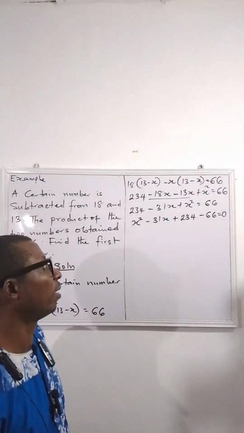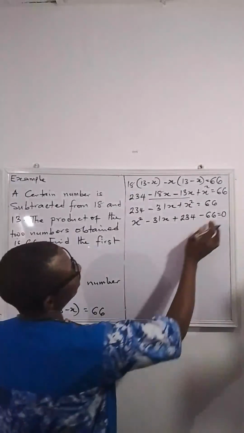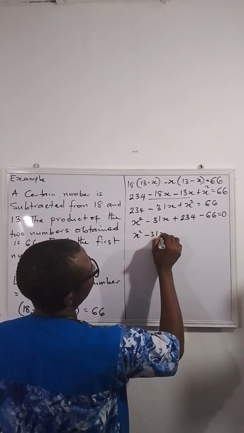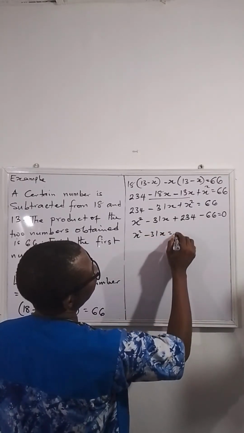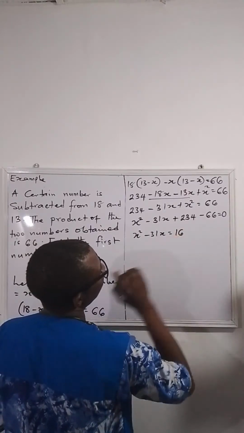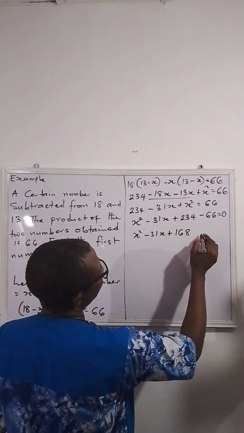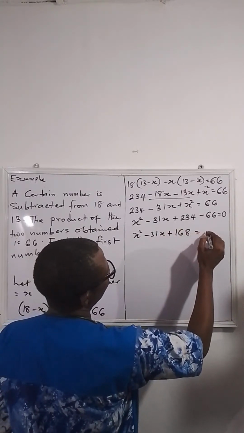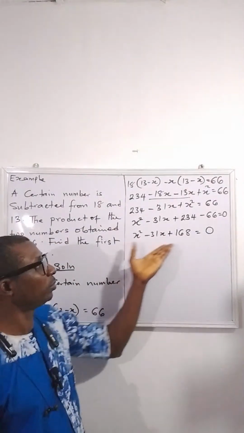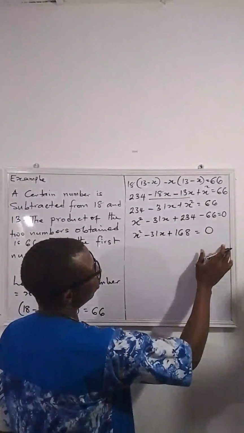So what is the next thing to do? Now let us subtract this from this. We have x squared minus 31x, plus 168 equals 0. Now, can you get the sum and product? Look for the sum and the product.